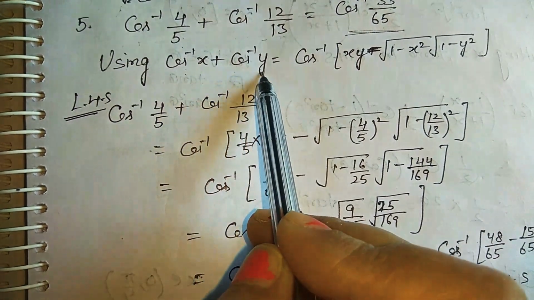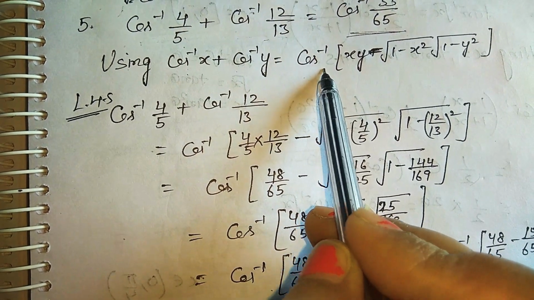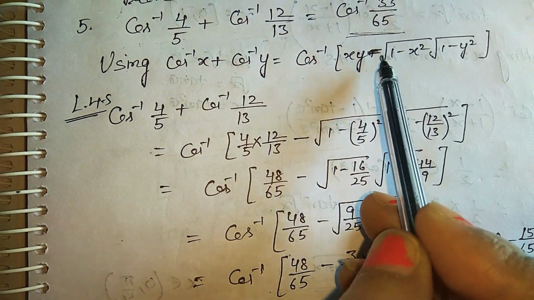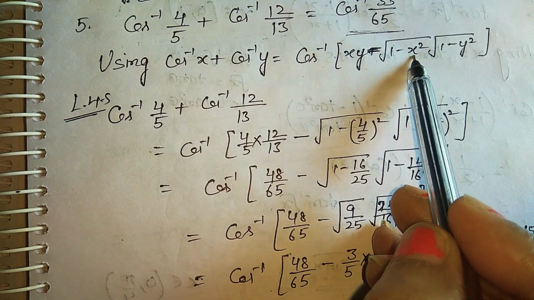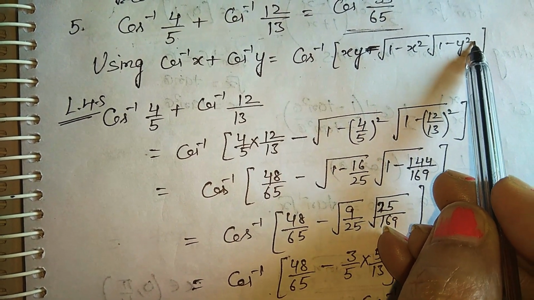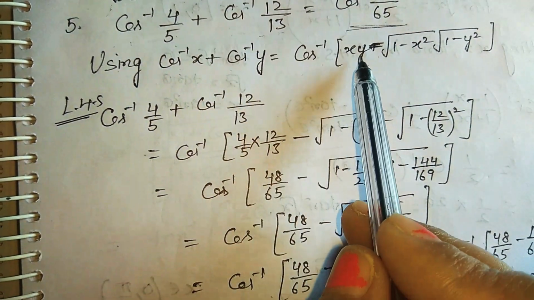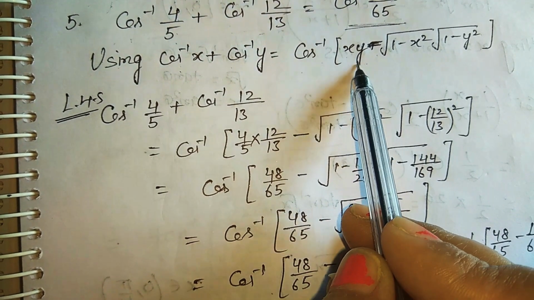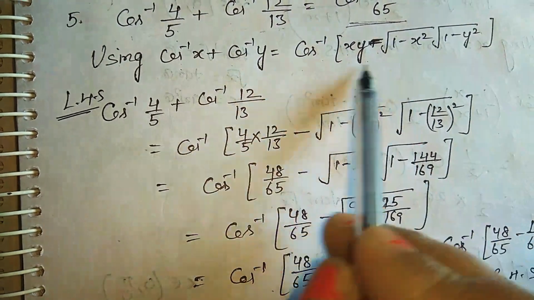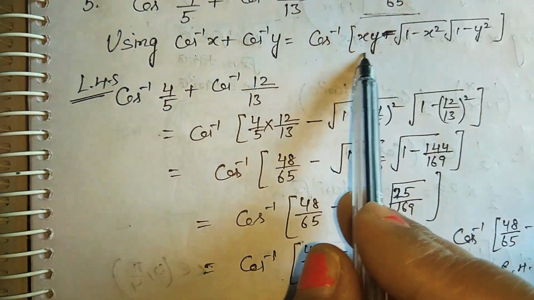Cos inverse x, suppose this is x, this is y. Cos inverse x plus cos inverse y is equal to cos inverse of xy minus square root of 1 minus x square into square root of 1 minus y square. You can prove this formula also by taking x is equal to cos theta and y is equal to sin theta. You can prove this. So in this we will apply this formula.